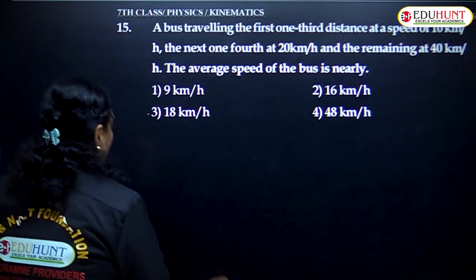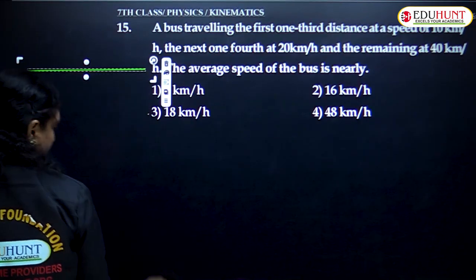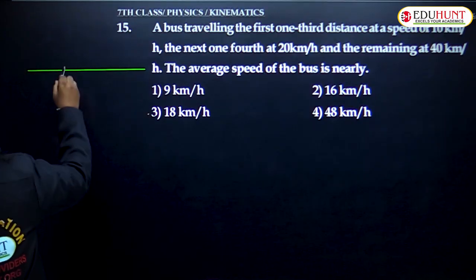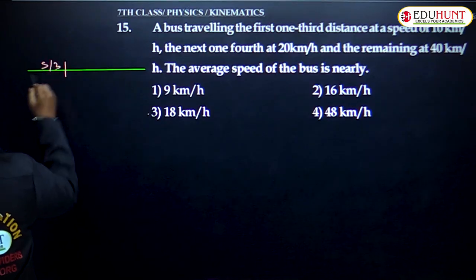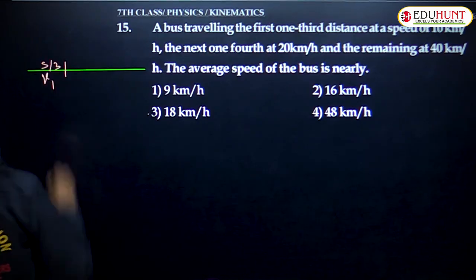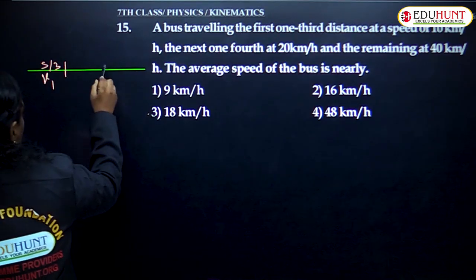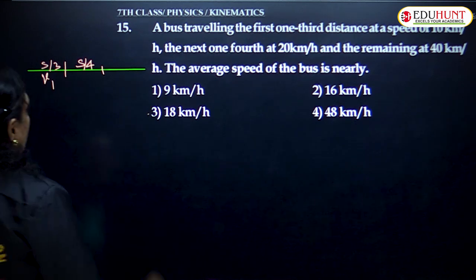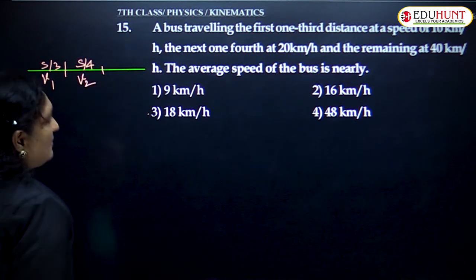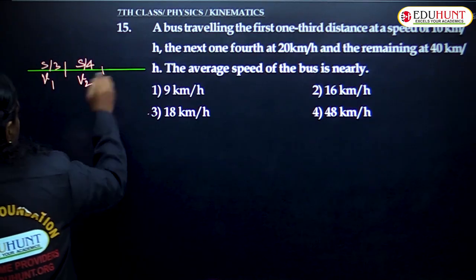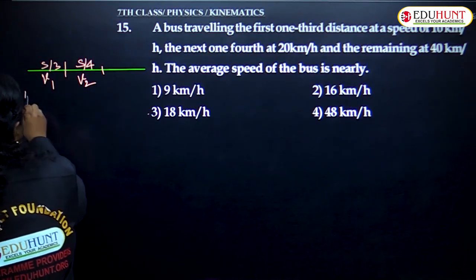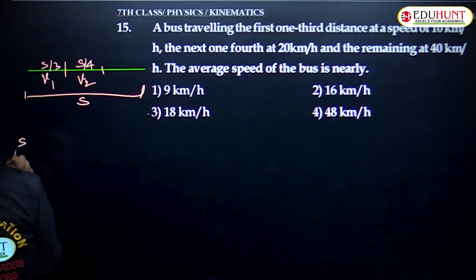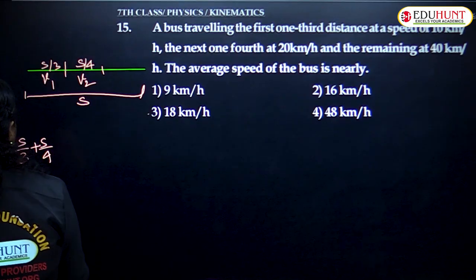Almost similar to the previous problem. What was given means, a bus traveling for the first 1/3 of the distance, 3 parts, 1/3, this is S by 3, with some speed given as say V1. The next 1/4 of the total distance, it covered with some other speed, 20 kilometers, let it be V2, and the remaining distance. So what is the remaining distance? Suppose that the total distance was taken as S, and S by 3 and S by 4 were the total covered, then the remaining distance would be how much, children?